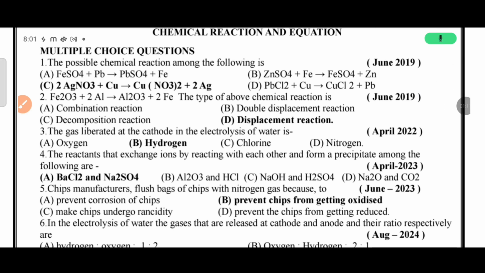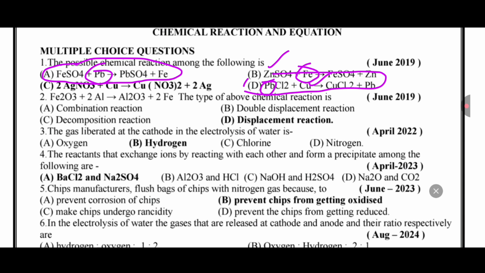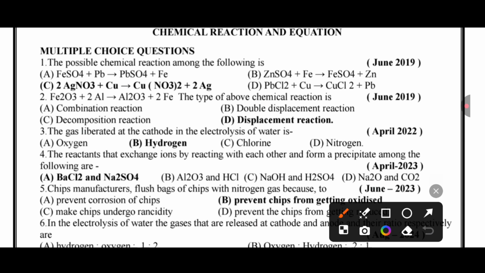In options A, B and D, the reaction is not possible because in A, Pb is less reactive than Fe, in B, Fe is less reactive than Zn, and in D, Cu is less reactive than Pb. In the third option C, copper is more reactive than Ag, so this reaction is possible.